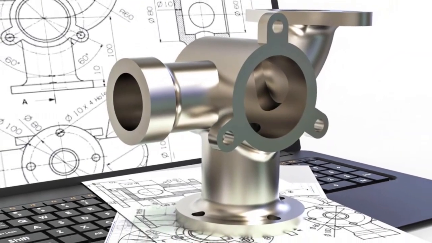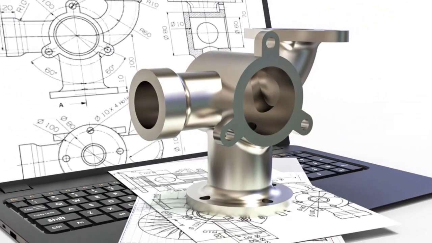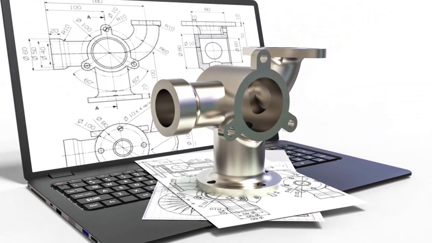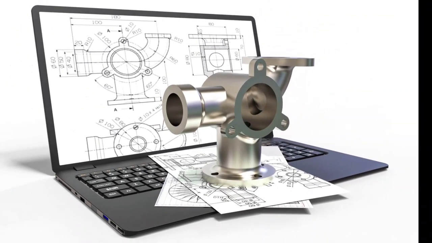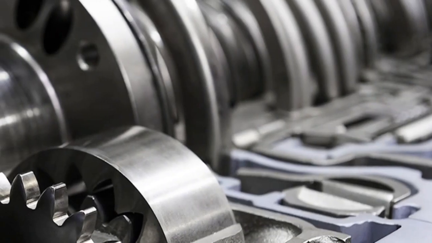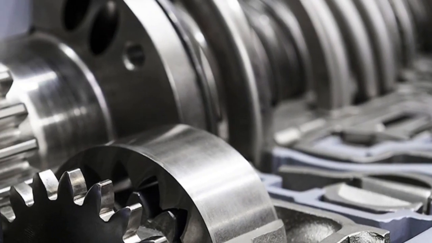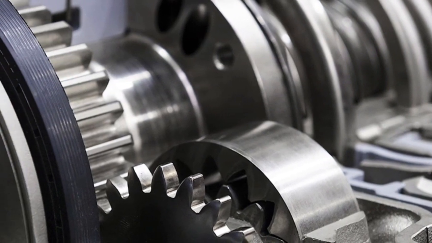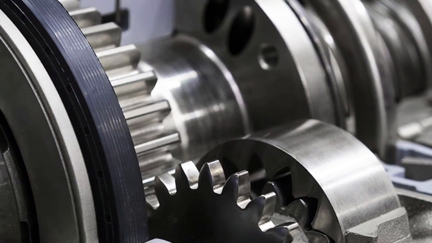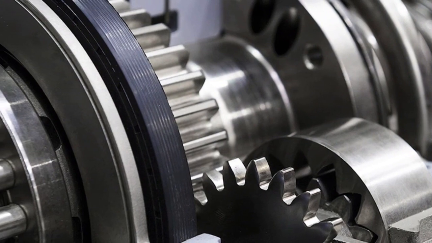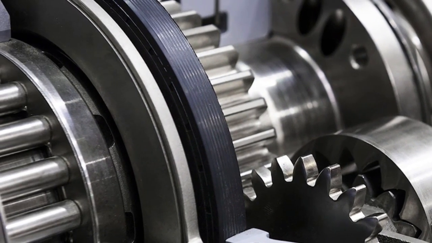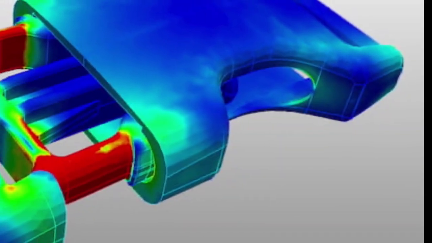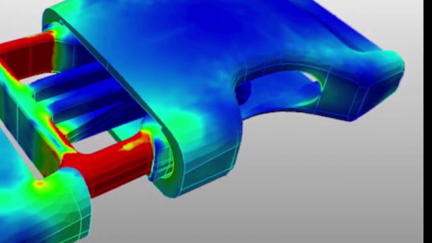Technical drawing: they create technical drawings and specifications that provide detailed information about the design, such as dimensions, tolerances, and material specifications. Engineering knowledge: mechanical engineering designers must have a strong understanding of engineering principles, including mechanics, thermodynamics, and materials science, to ensure that their designs are functional, safe, and efficient.